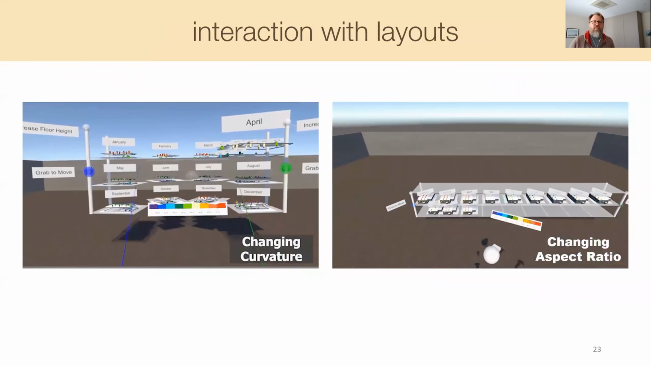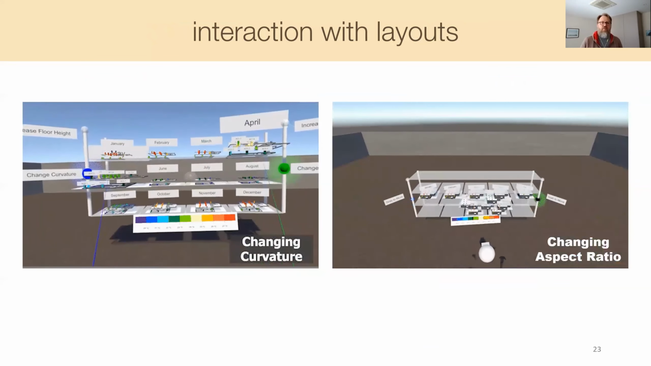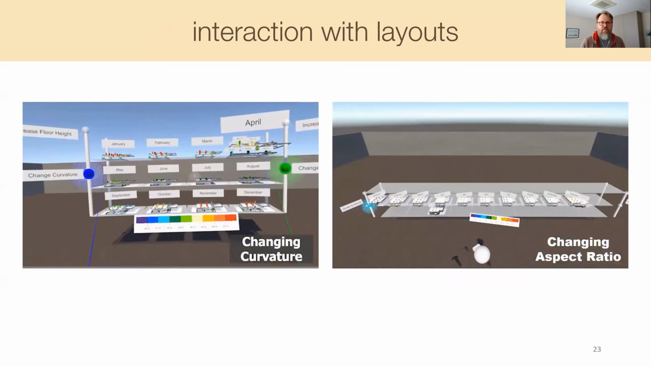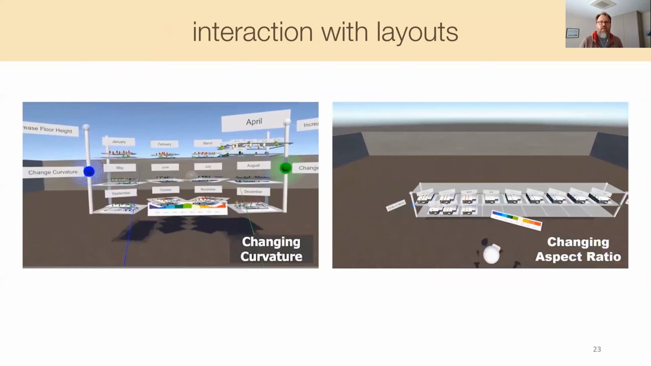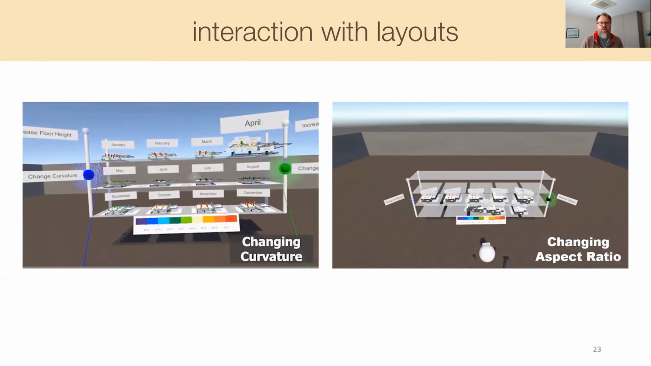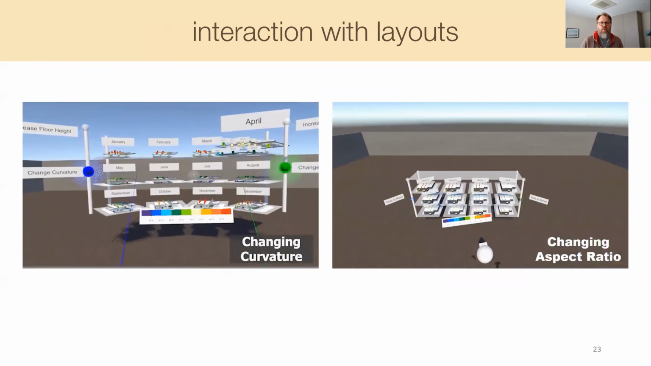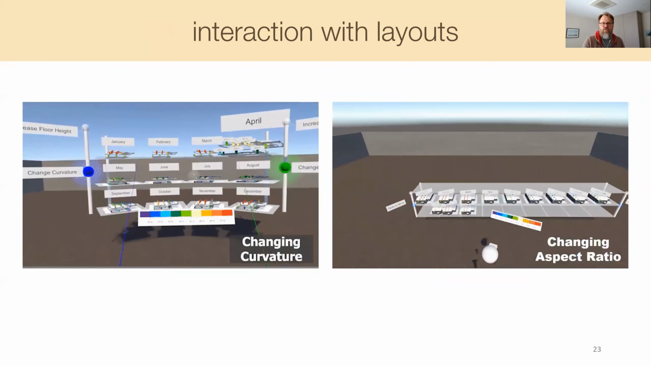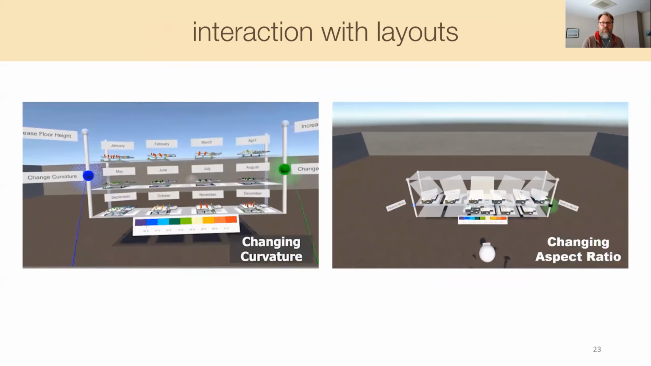So Joe used this shelves metaphor where you could actually grab the shelves to manipulate the display. So you don't want to be stuck with one configuration. You can do things like bend the shape of the shelves, or you can move the posts and change the aspect ratio of the shelves, or change different elements of this design space.